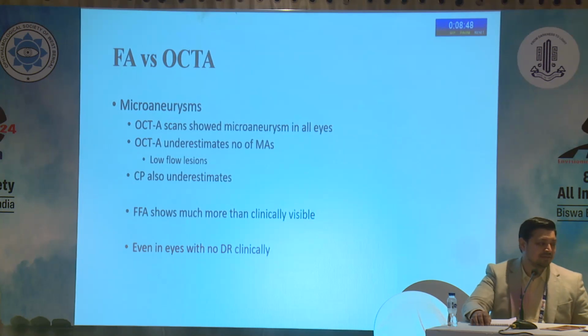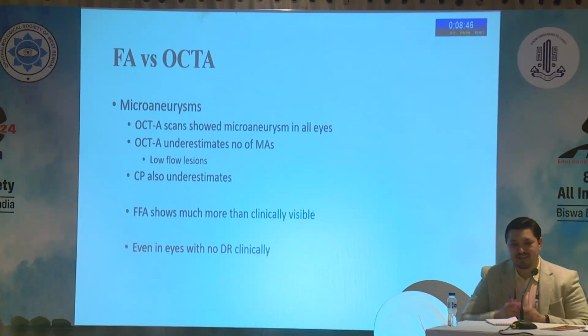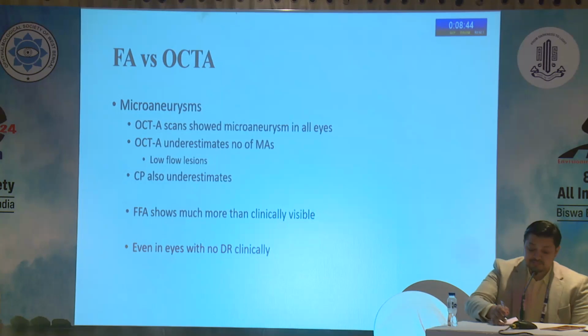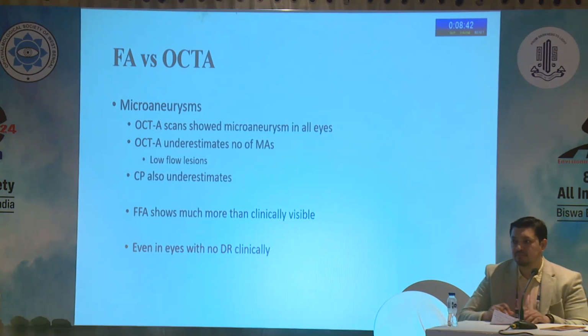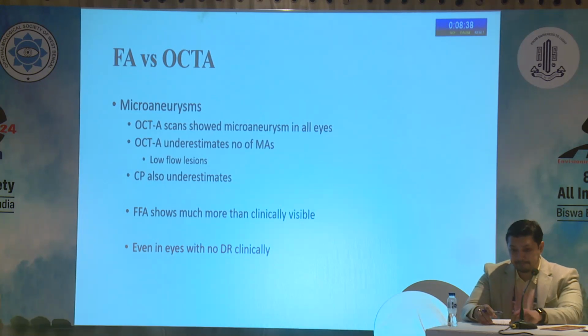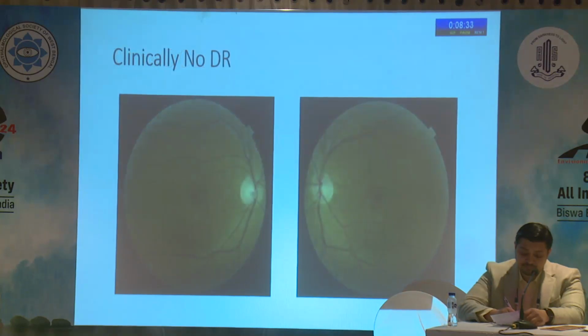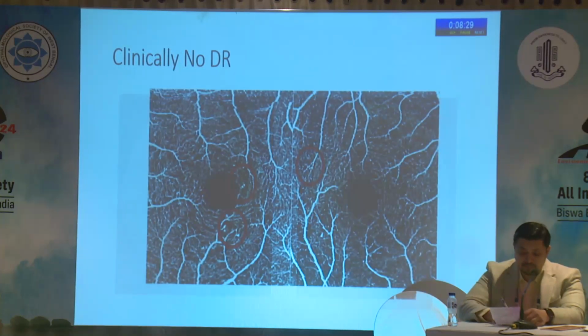Now one thing has to be remembered: even color photographs underassess the number of microaneurysms as compared to FFA. What was different in our study, we found that even in eyes where there was no clinical diabetic retinopathy, some of the microaneurysms could be picked up on OCTA. So this is one such example.